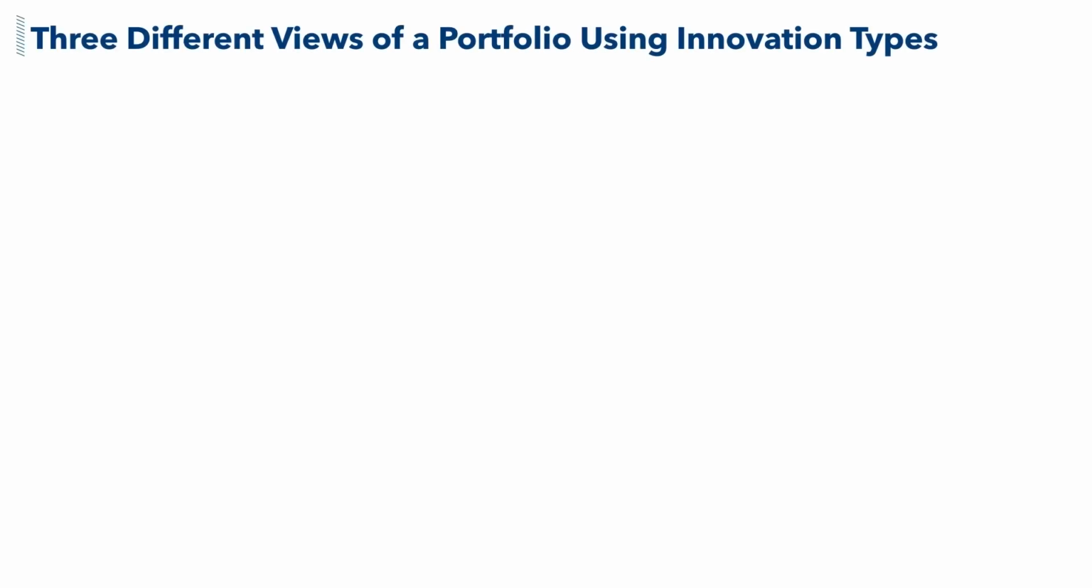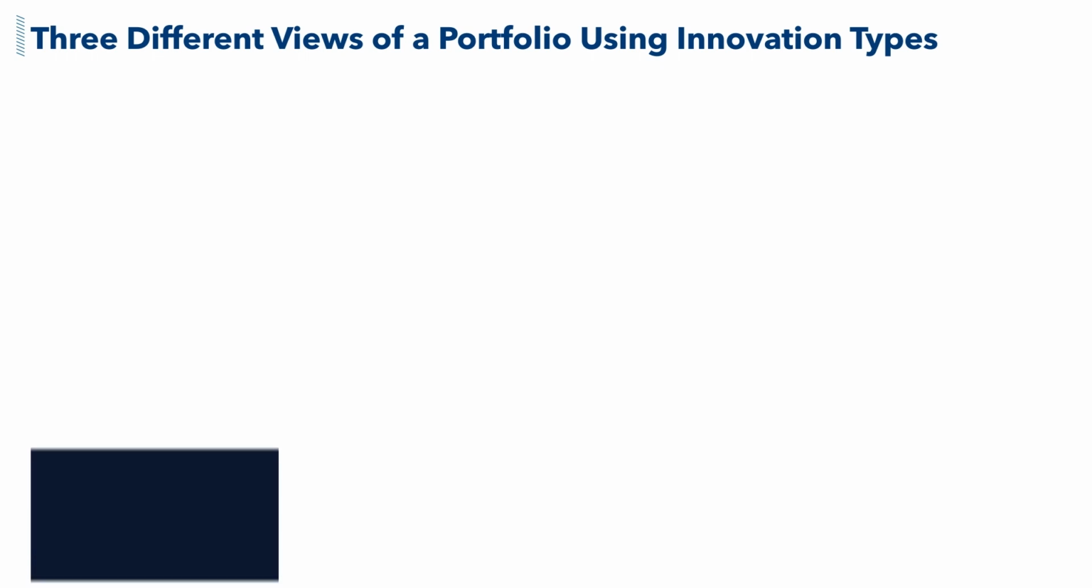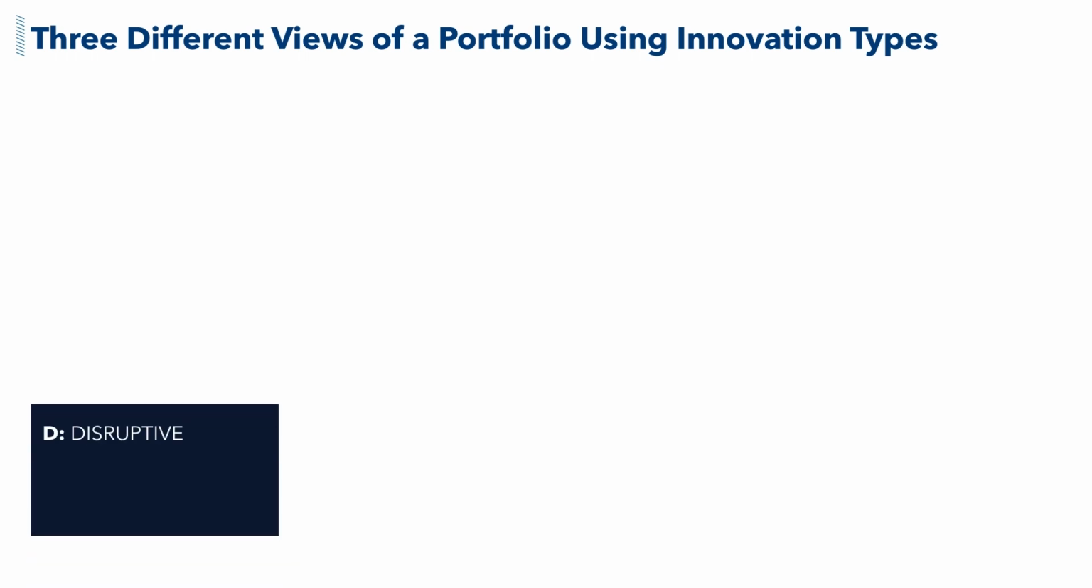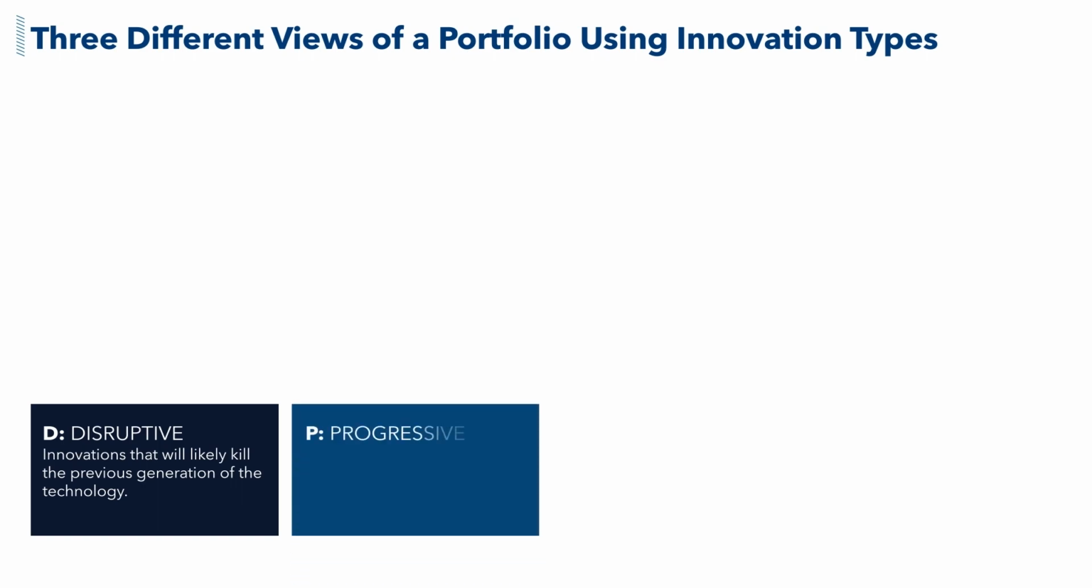The portfolio can be viewed from different angles using innovation types. In this example, the club member categorized its projects into 4 types. D stands for disruptive. These are innovations that will likely kill the previous generation of technology. Next, P stands for progressive. This addresses consumer needs better than the competition. A good example includes significant technology development.